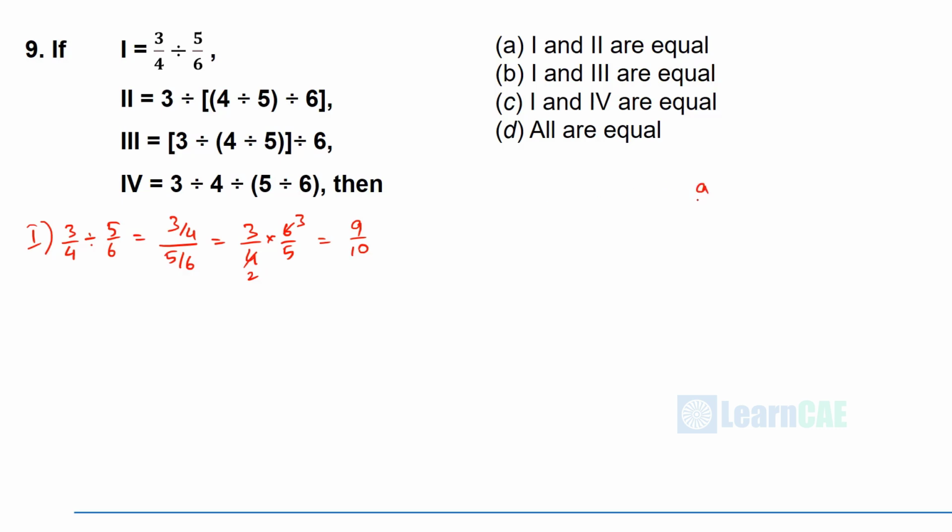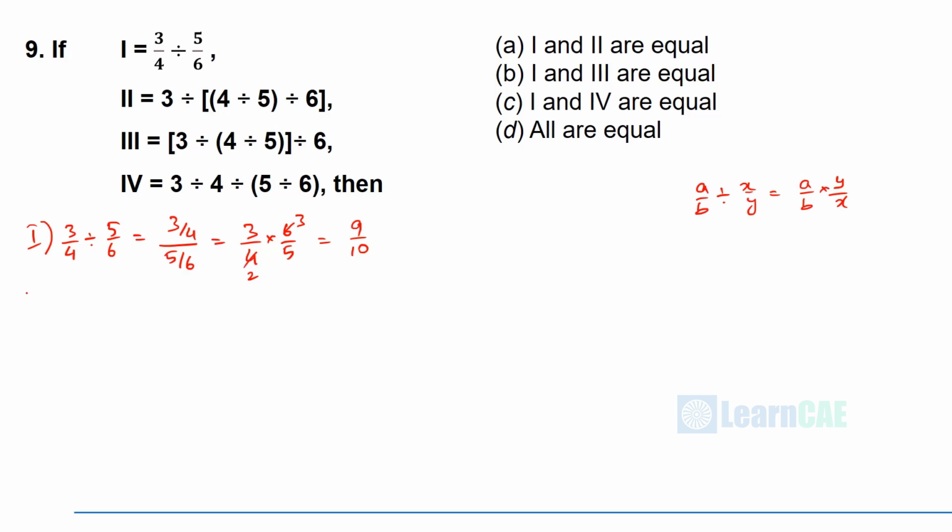We can also write a by b divided by x by y as a by b into y by x. Because when you want to convert this division to multiplication, we can reverse the second term. So it will be a by b into y by x.